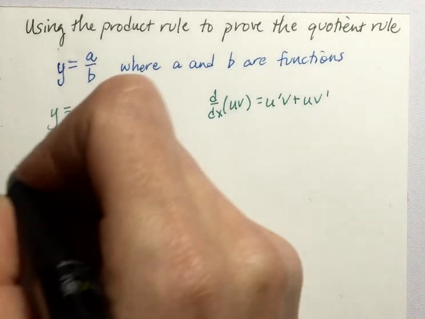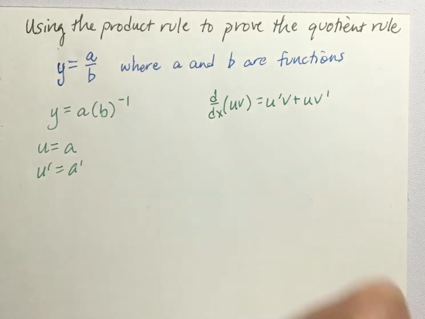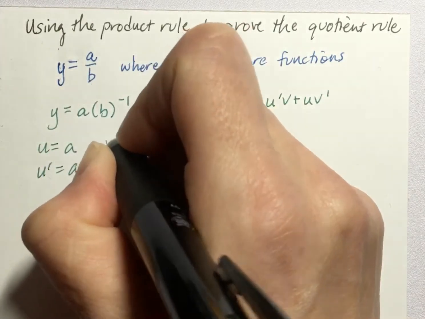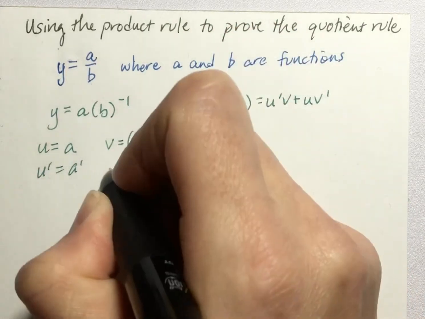So my u is a, so u prime is a prime. That's the straightforward bit. My v is b in parentheses to the negative 1. I did it this way so you can see the chain rule in action.